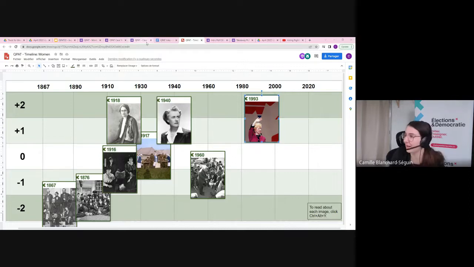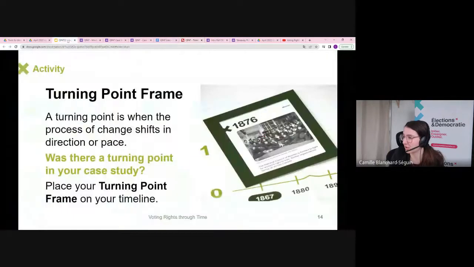Now, let's head back to our little presentation here. For our students who might be done before others, we do have an extra little activity, which is the turning point frame. Especially those who are teaching social studies might have heard about or work a lot with the historical thinking concepts. So this is to connect to continuity and change.